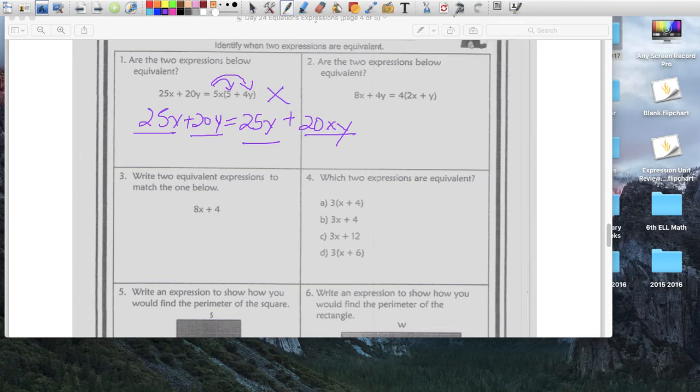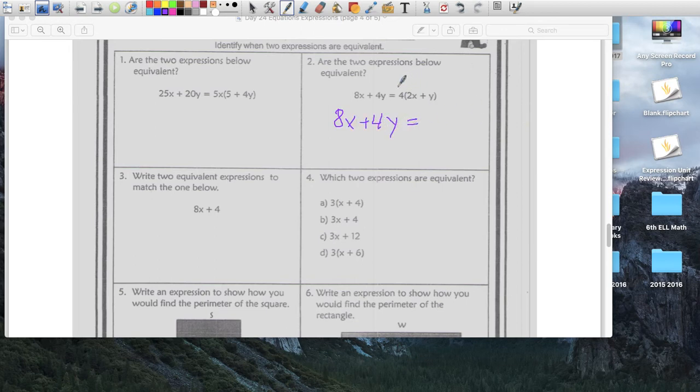Let me erase this. Are these two equivalent? Well, let's see. 8x plus 4y. I can't combine them, so I'm going to leave them alone. Here I'm going to do the distributive property. 4 times 2x is 8x. So far, so good. Plus 4 times y is 4y. They look the same? Yes, they do. This has an 8x, this has an 8x, this has a 4y, and this has a 4y, so they're equivalent.